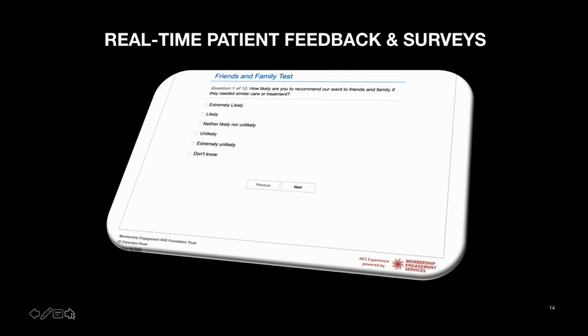Now, in healthcare, it's been adapted to the family and friends test, which is: how likely are you to recommend our ward to family and friends requiring similar care or treatment? Because obviously in healthcare, not everyone's going to recommend a health facility to their family and friends because they don't want their friends to be sick. It doesn't make sense, so the question was adapted. And this is a common question. Following on from that question, you can have a set of responses that can be quantified.